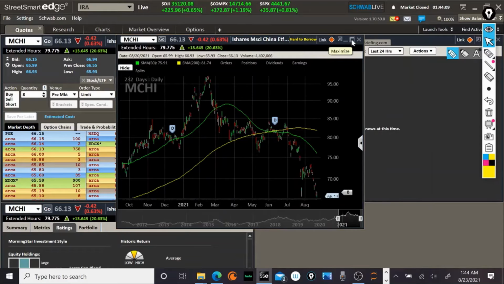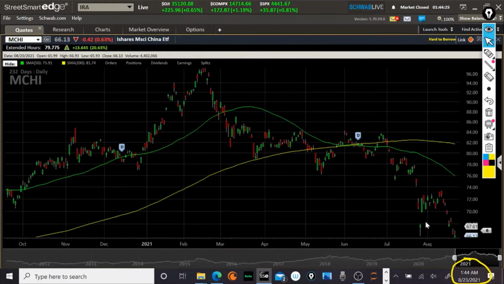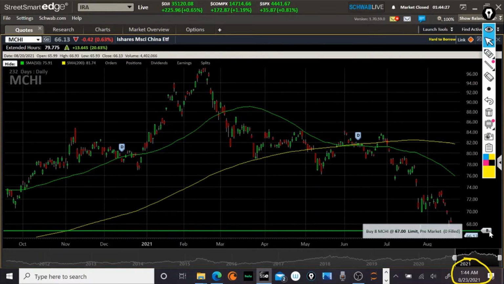And if we just maximize the chart here, we can actually see the order sitting there on the chart. Oh, and just notice here, it's 1:44 a.m. So the pre-market's not open yet, so we're not going to see any action yet. It's just going to sit here until there's trading. All right, and so if we hover over here, we see the order, buy 8 MCHI at 67 limit, pre-market, 0 filled. And again, just to reiterate, this will not fill unless when the pre-market opens, I can get a price of $67 or less.